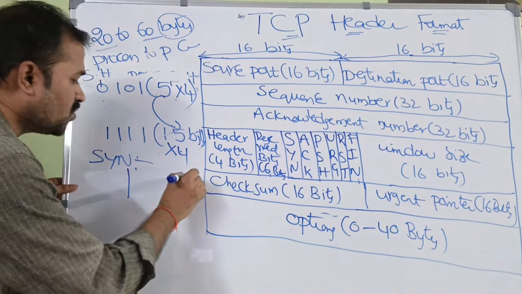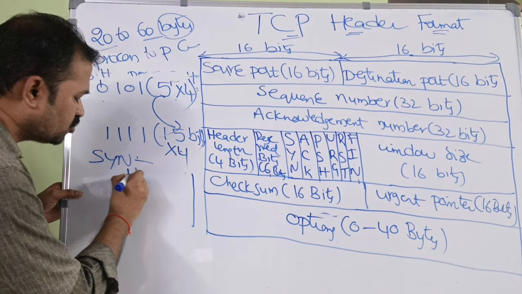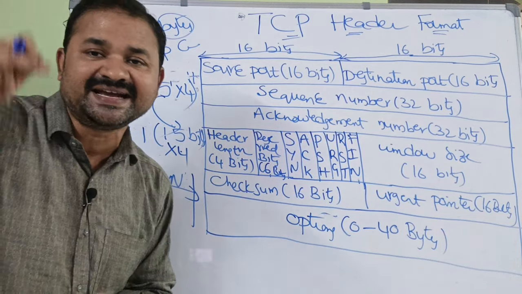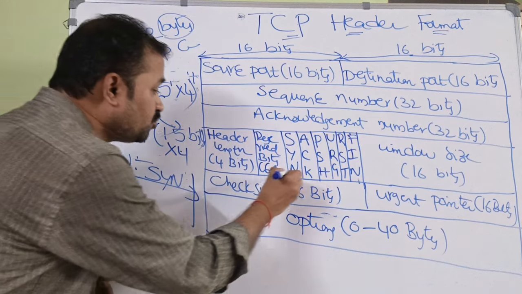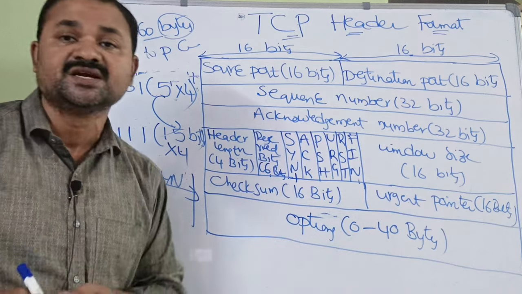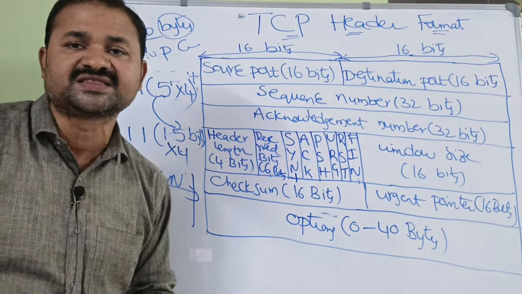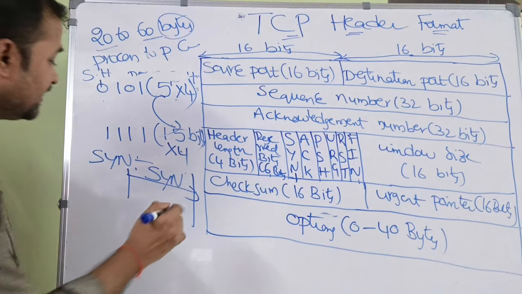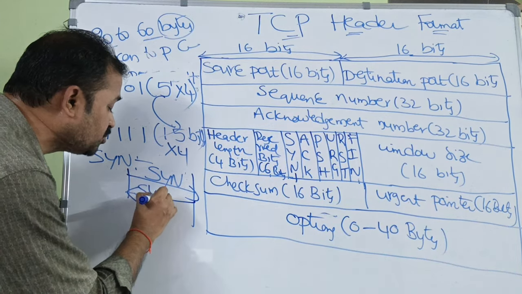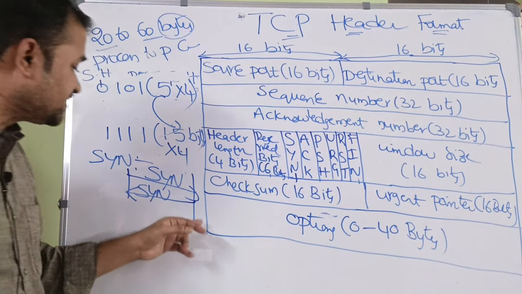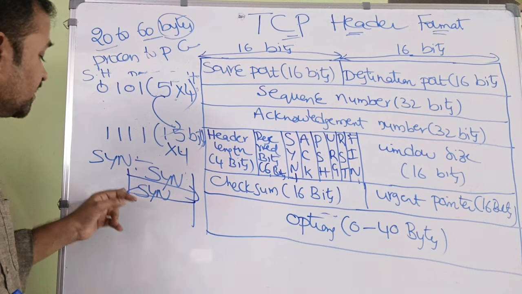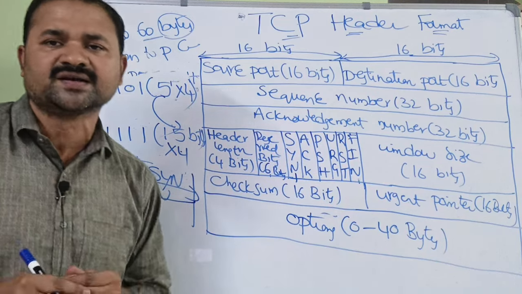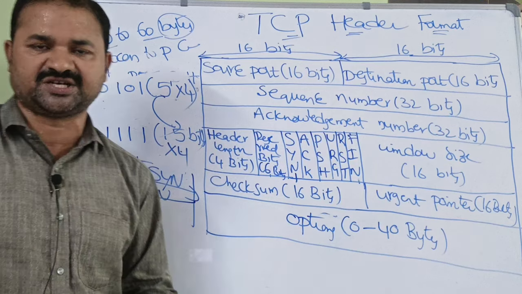Let the source host want to establish a connection with the destination host, then the source will send a SYN segment. The source host will set the SYN flag to 1. So setting the SYN flag to 1 means the source wants to establish a connection with the destination. Let the destination also want to establish a connection with the source, then the destination also sends a SYN segment to the sender. So this SYN segment specifies that the destination host is also interested in establishing the connection. So that is about the SYN flag. If the SYN flag is set to 1, then it specifies that it wants to establish a connection with the other host.